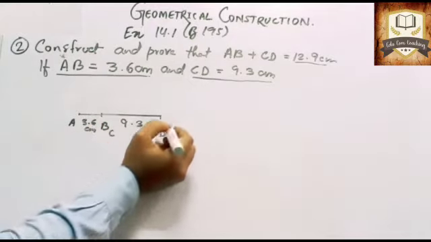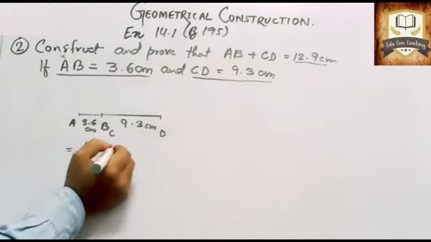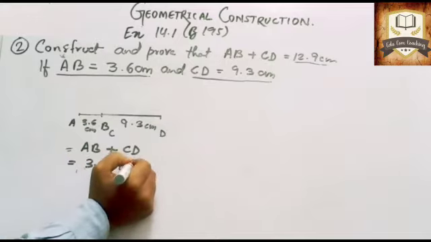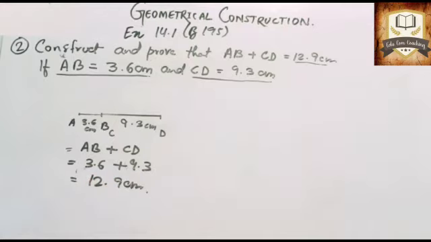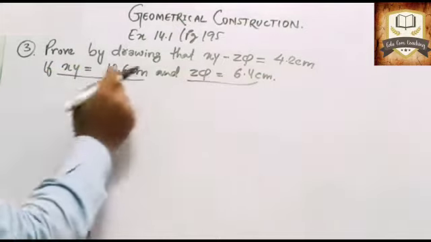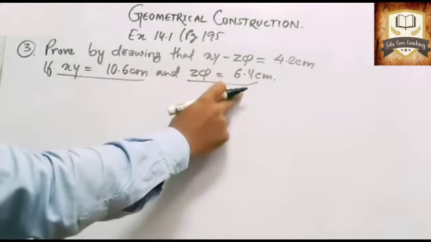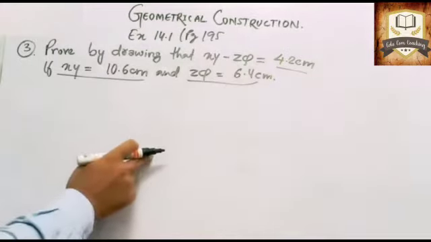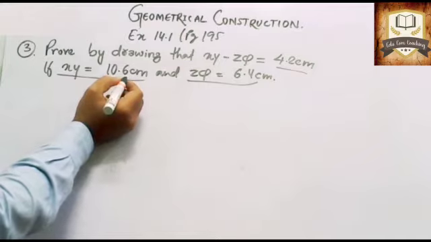Okay, so AB plus CD equals 3.6 plus 9.3, that is 12.9 cm. Okay, so by subtracting these two line segments, that is 10.6 and 6.4, we have to prove that 4.2 is there or not. So first of all we have to draw the line segment XY, that is 10.6 centimeters.